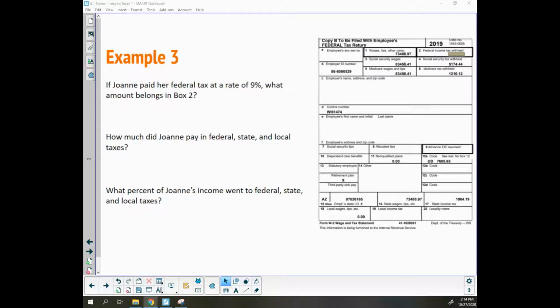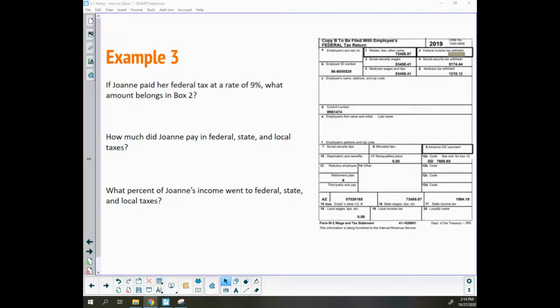The next thing we're looking at here is this W-2, which shows you what you earned for the year, and it shows you what you paid in federal, state, local, Social Security, and Medicare taxes. We're going to take a look and answer these questions.